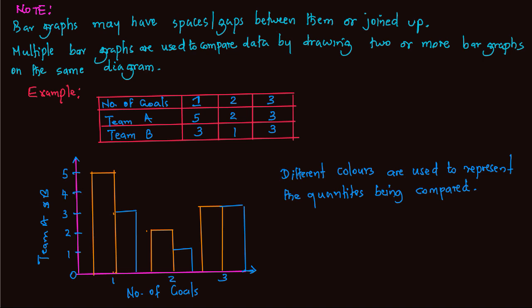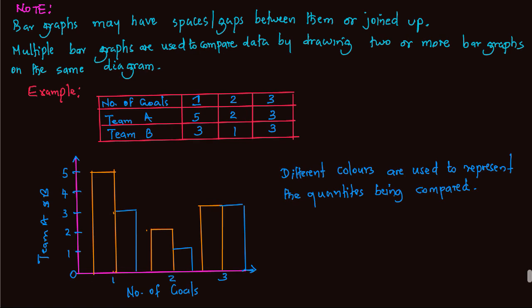We can also use multiple bar graphs to compare data by drawing 2 or more bar graphs on the same diagram. An example, given the following table, number of goals 1, 2, 3: team A can score 1 goal 5 times, 2 goals 2 times, 3 goals 3 times. Team B can score 1 goal 3 times, 2 goals 1 time, and 3 goals 3 times.